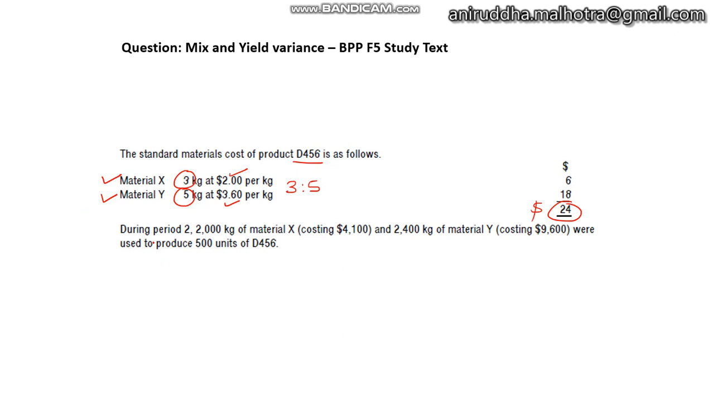Now, during a period, that is period 2, we used 2000 kgs of material X and 2400 kgs of material Y. They cost us $4,100 and $9,600, and we produced 500 units of D456. So now, as we can obviously see, the ratio that is 2000 to 2400 is not the same as 3:5. That means the mix has been changed, and now we'll calculate our mix and yield variances to understand whether this new mix was favorable or not. Likewise, did we get more from this new mix or less?